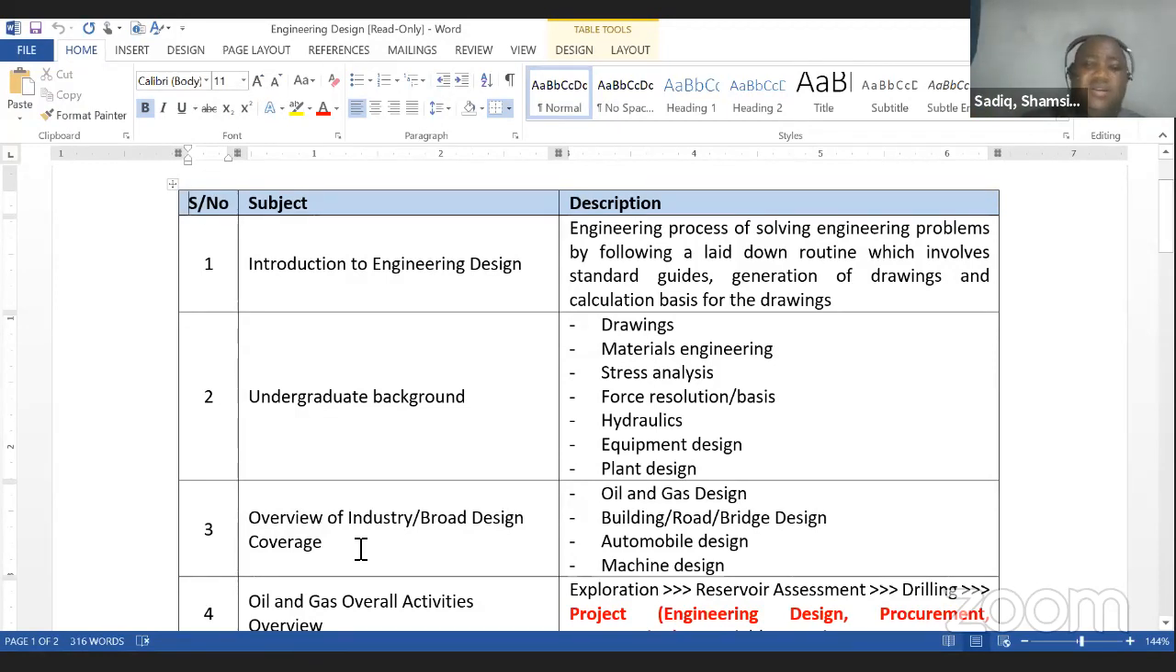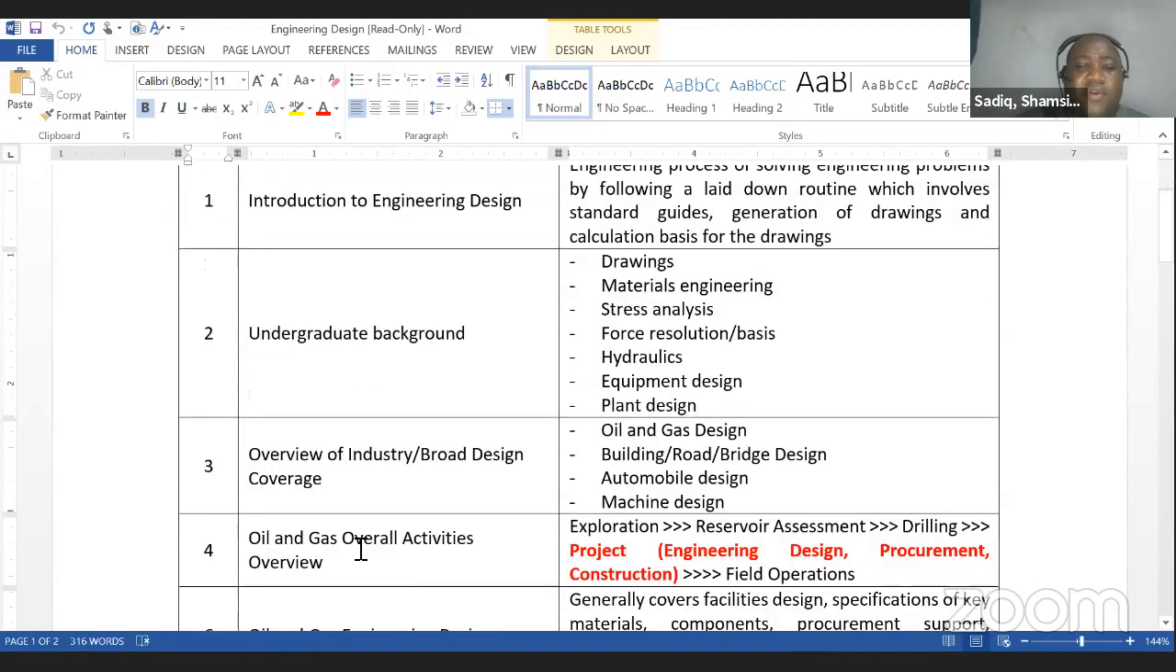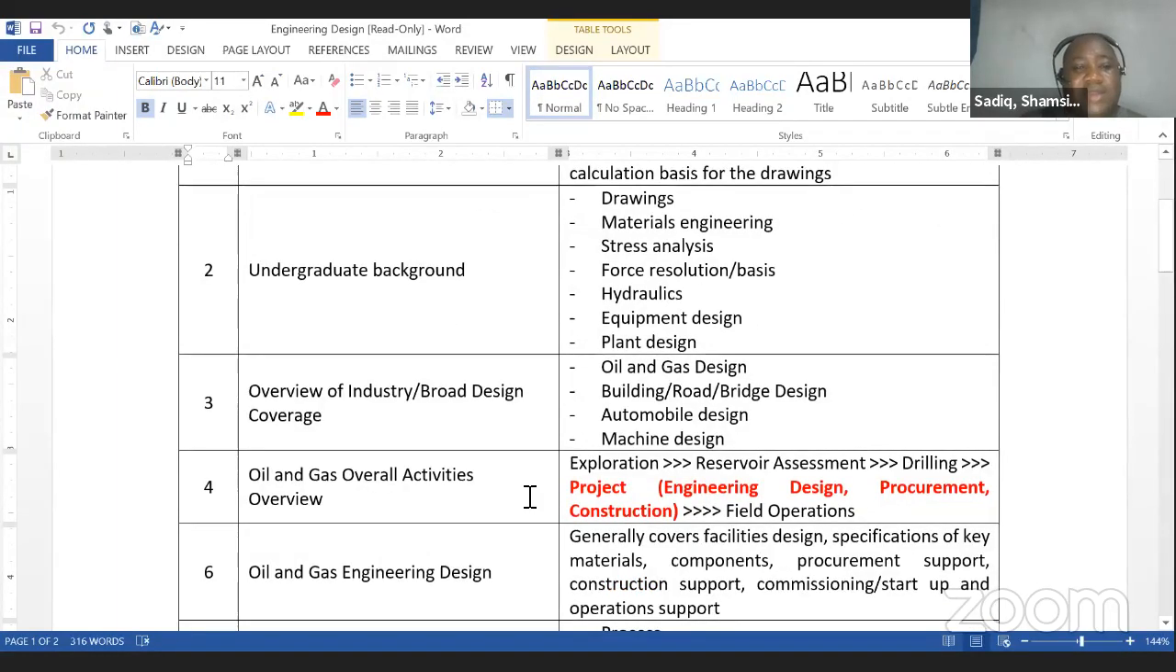So, like I said, design applies to various industries, including countless oil and gas design. So what I was discussing, as we go through the items, is for oil and gas.